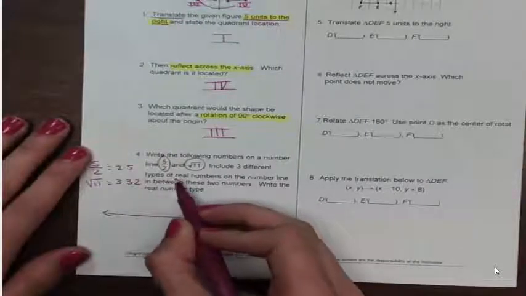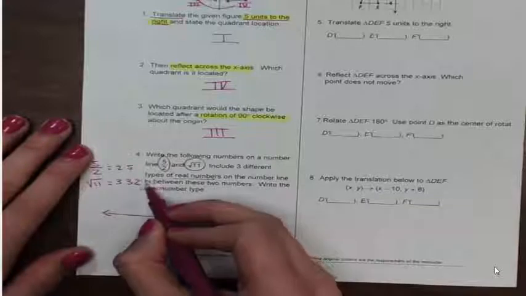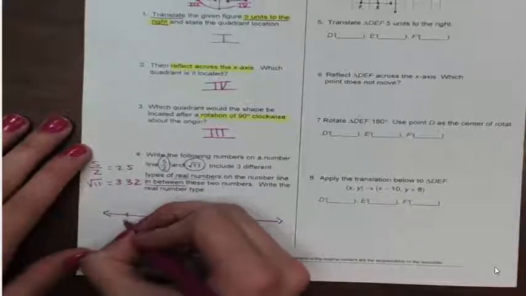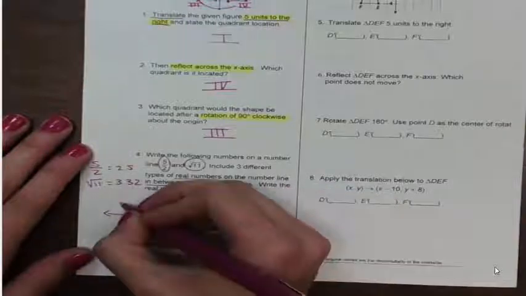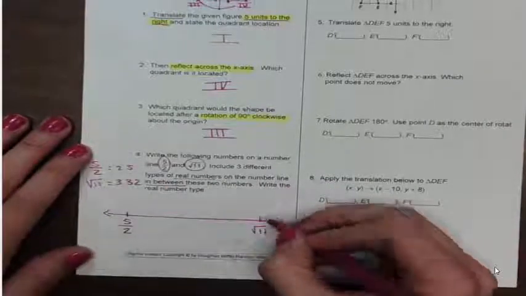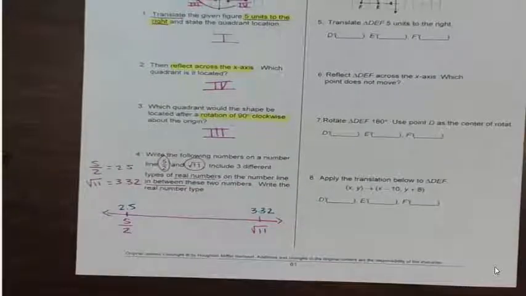3.32. So I know it says include 3 different types of real numbers on the number line that are in between these 2. So if I have 5 halves here, which is again 2.5, and the square root of 11 here, I'm going to use a different color. So this is 3.32, and this is 2.5. You can choose any 3 numbers that would fit in between these 2. So real numbers would be, again, any number that would fit into our real number system. So rational, irrational, integers, whole numbers, natural numbers, and so forth.